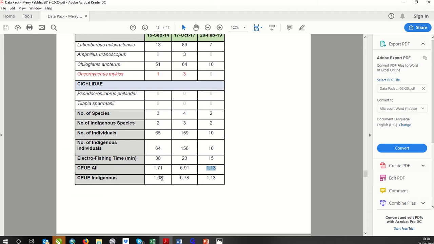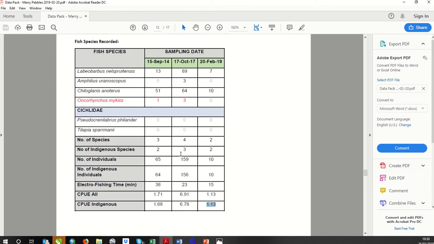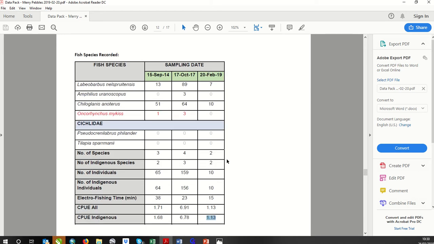But if you look at your indigenous species, going from 1.6 to 1.1 is not massive, but they generally had a very good year in 2017. So you'd also consider, is this a bit of a fluctuation? Is it going up and down and up and down? Okay. All right, that's what we have from a fish perspective.